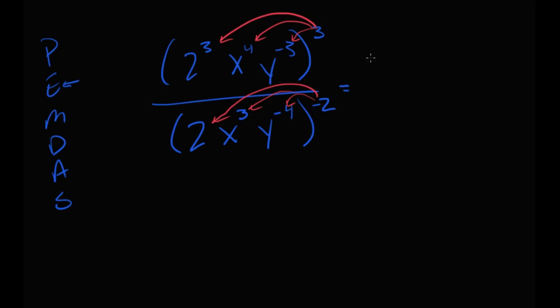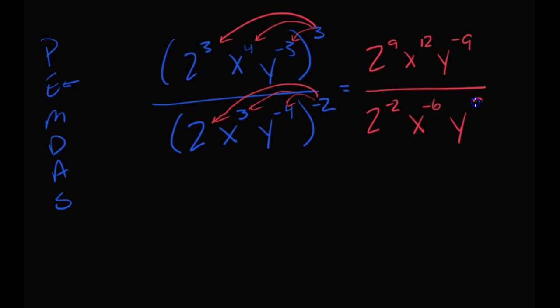So we get 2 to the 9th, x to the 12th, y to the negative 9th, over 2 to the negative 2, x to the negative 6th, y to the positive 8. Okay? So we just did the power rule. Now we look for multiplication and there isn't any. In fact, what we have now is division. So we're going to divide now.